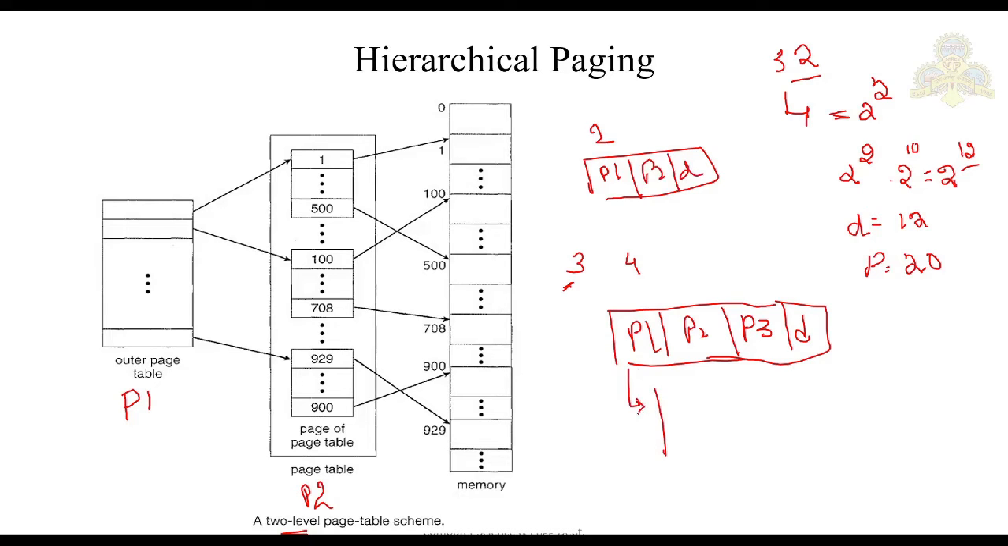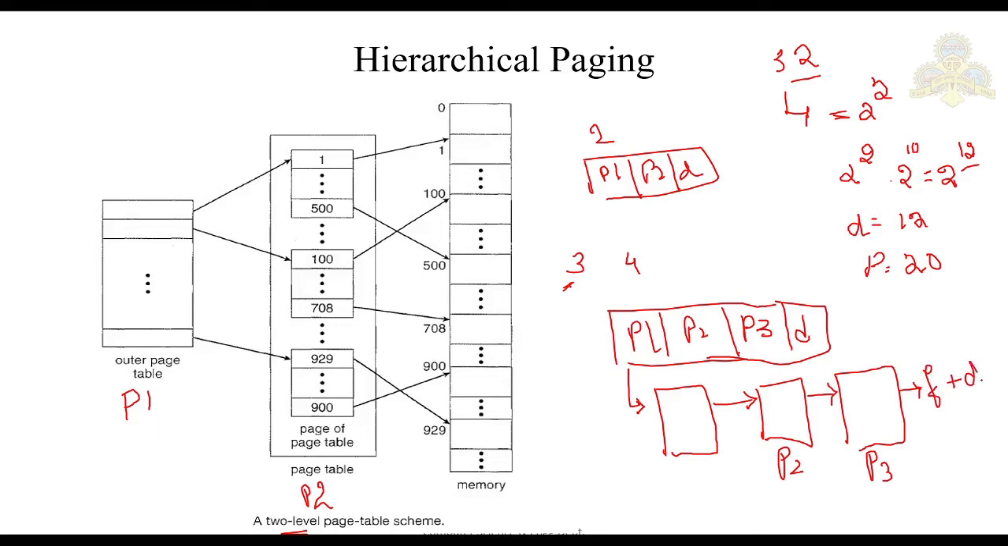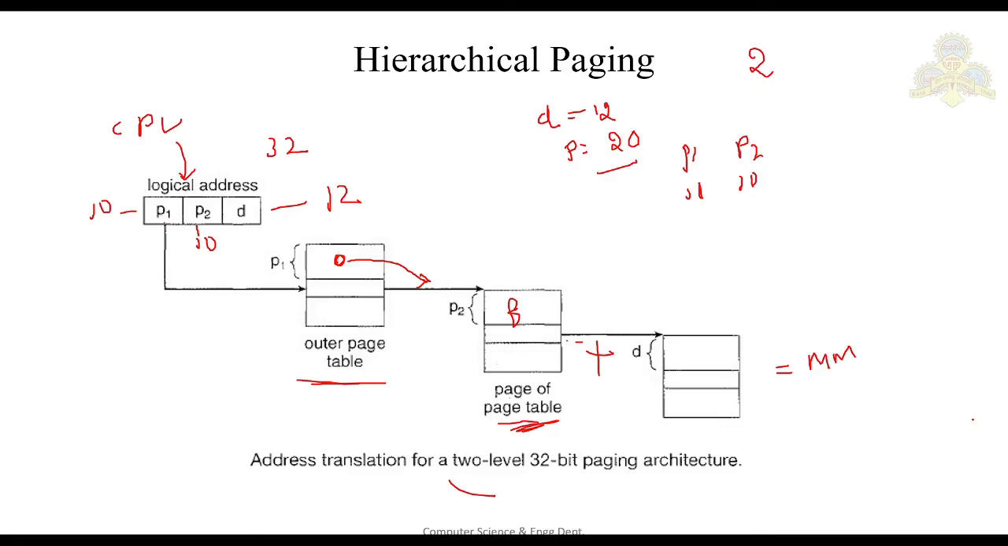So in this case, p1 is given as an input to the outermost page table. It produces an offset that would be given as an input to p2, the inner page table. Now p2 produces another offset which can be given as an input to the innermost page table, which is p3. Now p3 generates some frame number, and that frame number is added with the displacement. Whatever value you get is your actual physical address. Fine. So this is about your hierarchical paging.